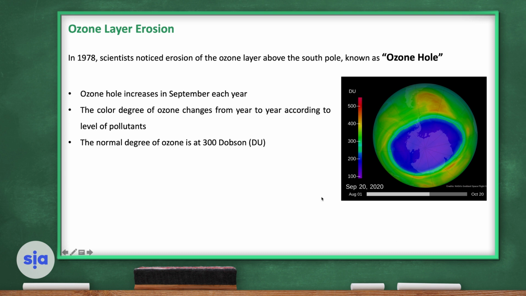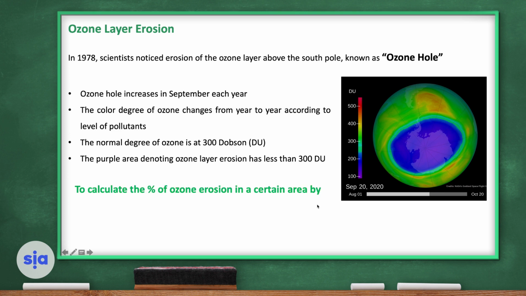We agreed before that the normal degree of ozone is at 300 Dobson. So this means that this is normal ozone. What about this purple area? This denotes erosion of ozone layer. And here the ozone is less than 300 Dobson, maybe 200 or less.